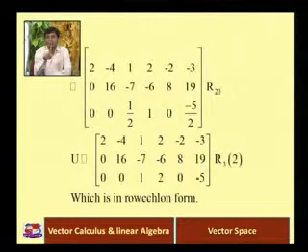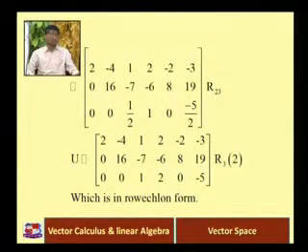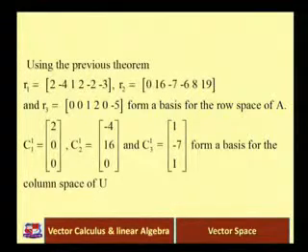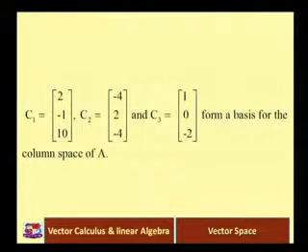But if you want to find the basis for the column space, what do we have to do? The first column has a leading entry, the second column has a leading entry, and the third column has a leading entry. So corresponding to those 3 column vectors in U, we take the first 3 column vectors of A: 2, minus 1, 10; 4, minus 4, 2; minus 4, 1, 0, minus 2. So these 3 column vectors form a basis for the column space of A. So here is the answer: R1, R2, R3 form a basis for the row space of A, and C1, C2, C3 form a basis for the column space of A.